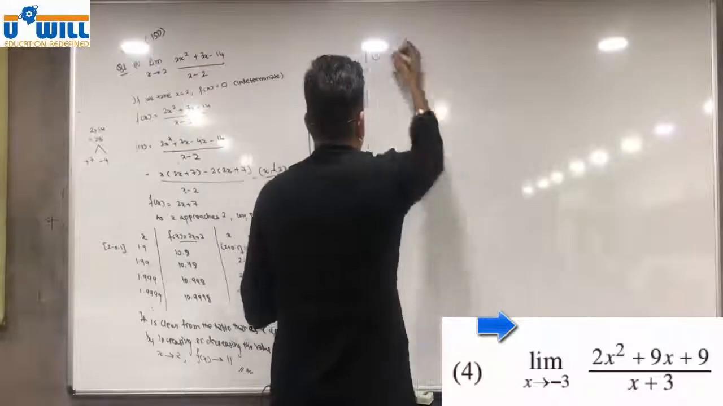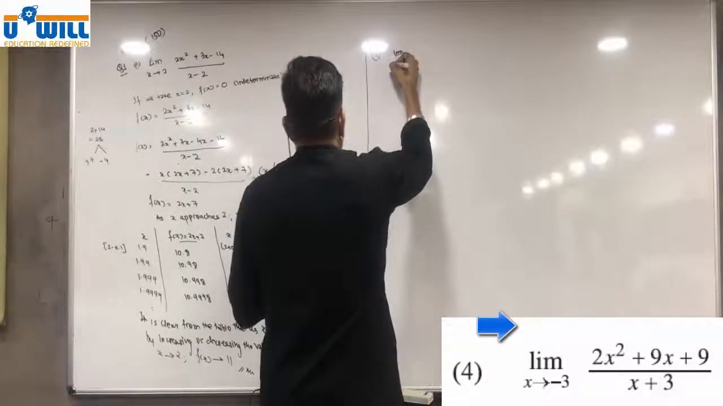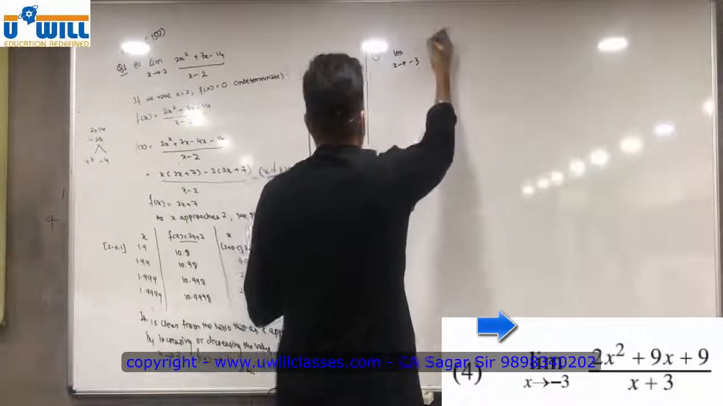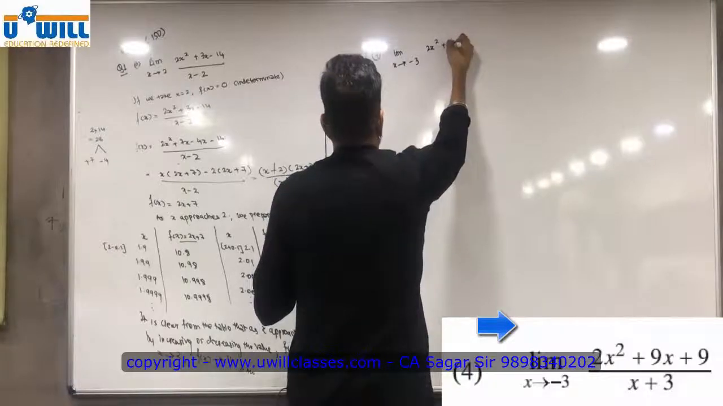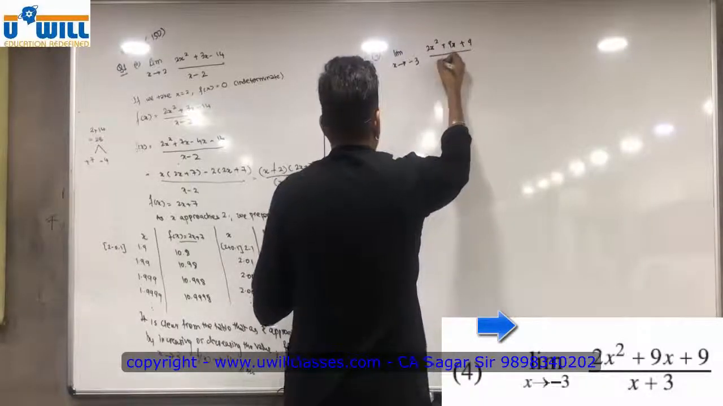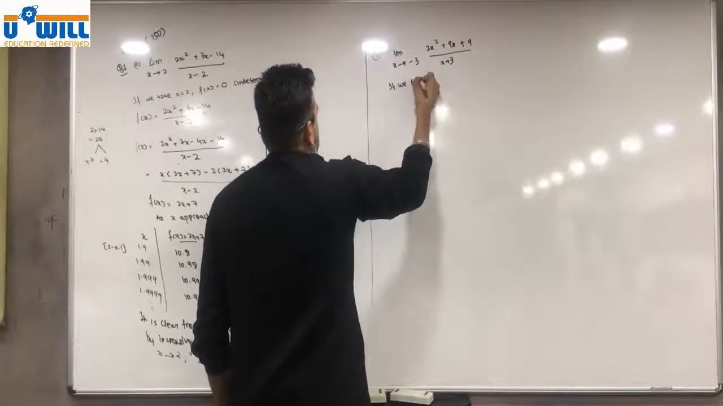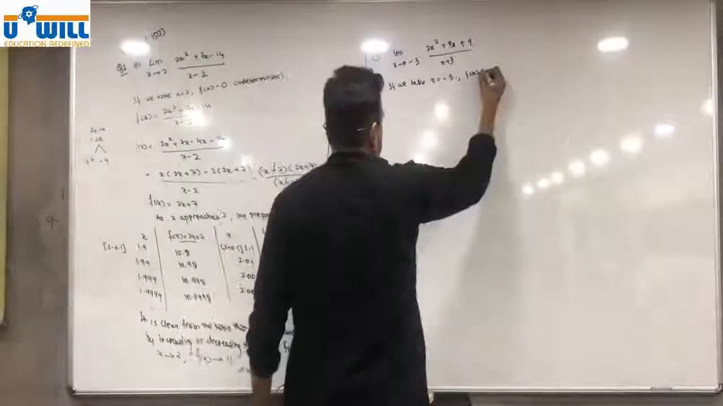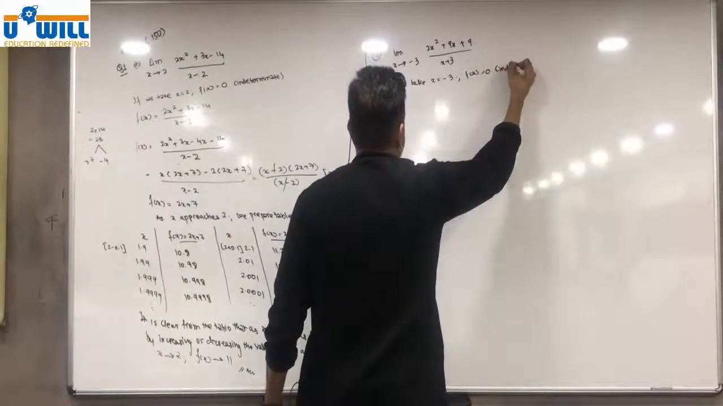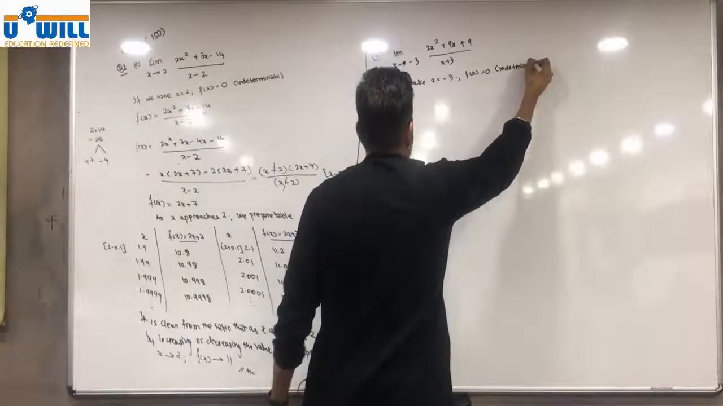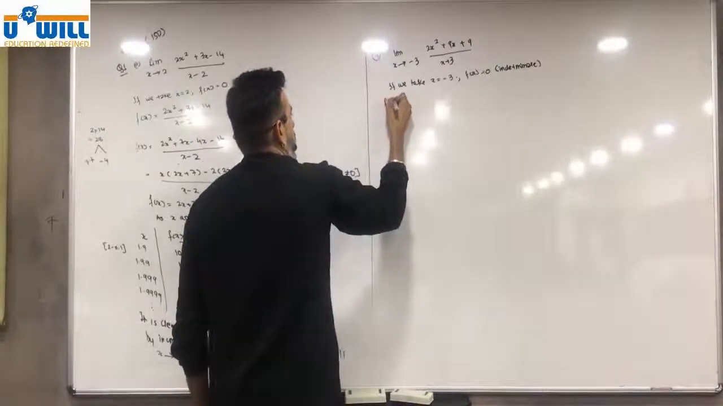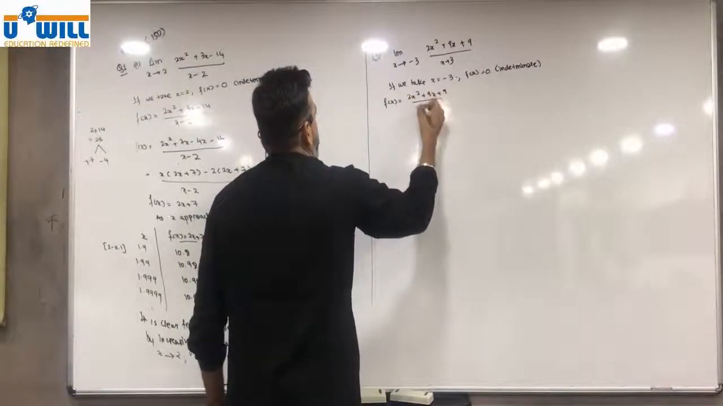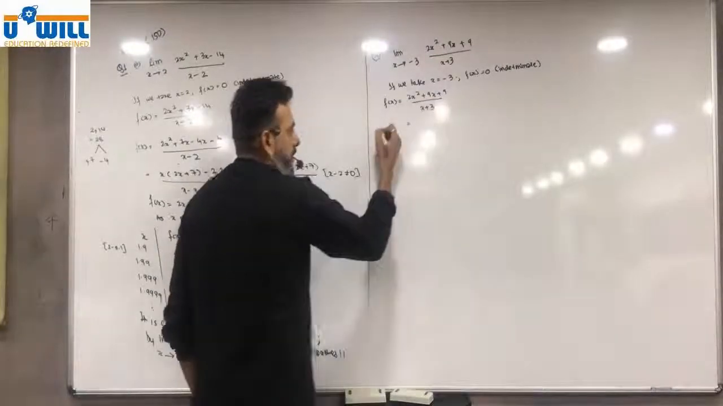Fourth one, limit x approaches minus 3. Minus 3. Okay? 2x square plus 9x plus 9 upon x plus 3. If we take x is equal to minus 3, what becomes f of x is equal to 0 upon 0, which is indeterminate. So we factorize f of x is equal to 2x square plus 9x plus 9 upon x plus 3. 2 9s are 18.